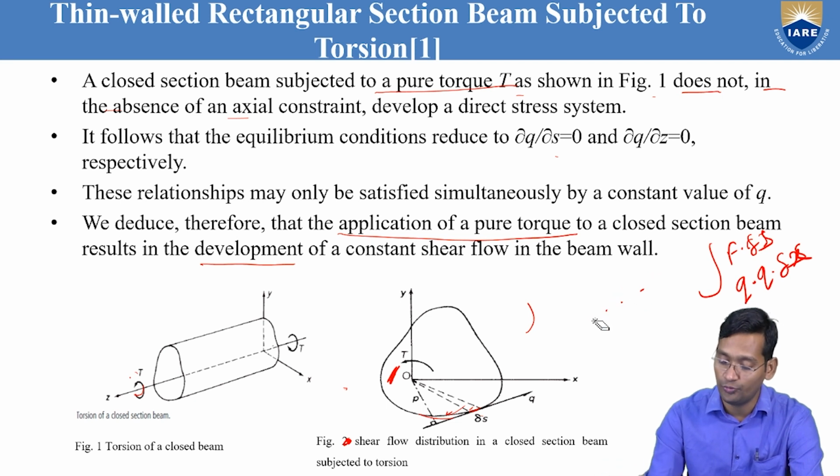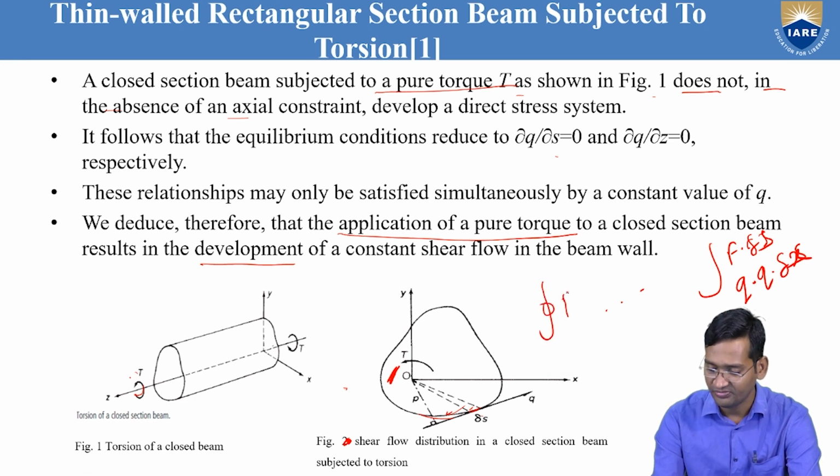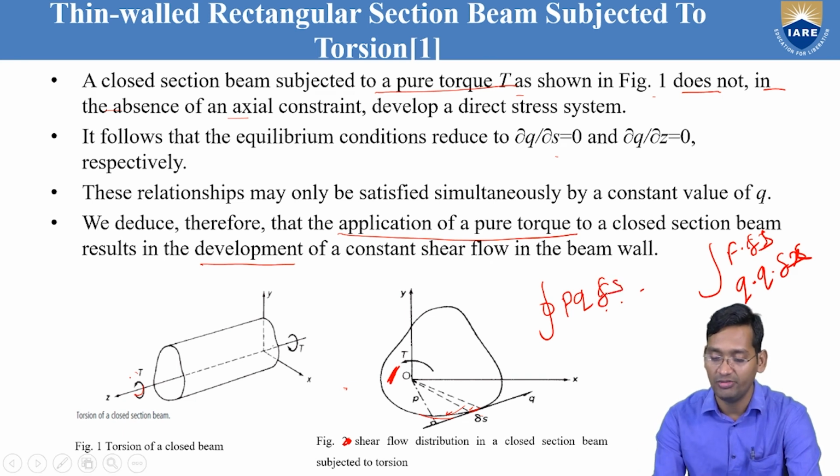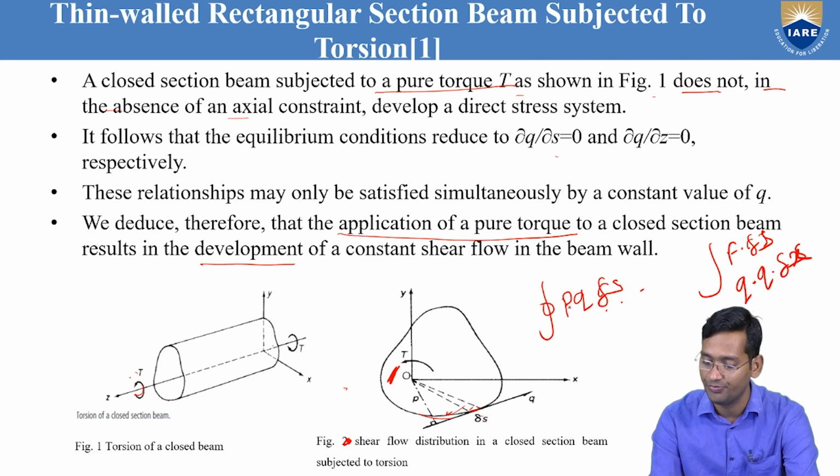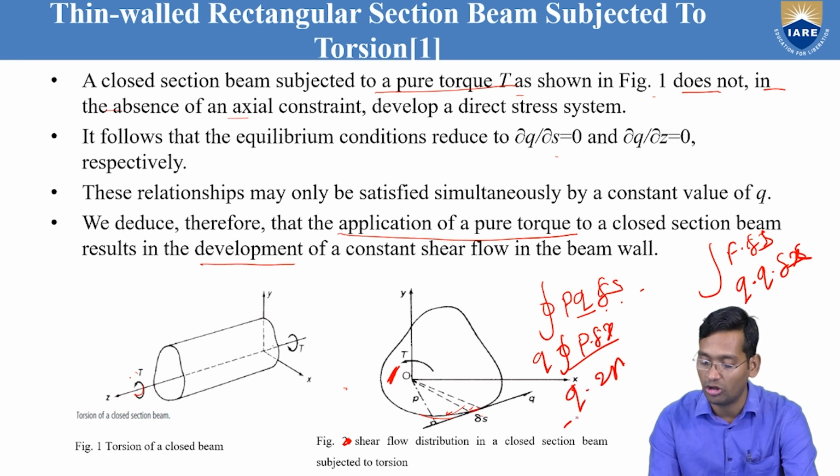Next step, what we have to do, since this is the closed one, we can go for the closed integral. So closed integral of p q ds, right? And already we had seen that q is constant, the constant shear flow. Sorry, q is the constant, not p. So q we are taking out. Closed integral of what? What is left? p ds. And this closed integral of p ds will give you 2A. So q into 2A. Therefore, torque will be equal to 2Aq.